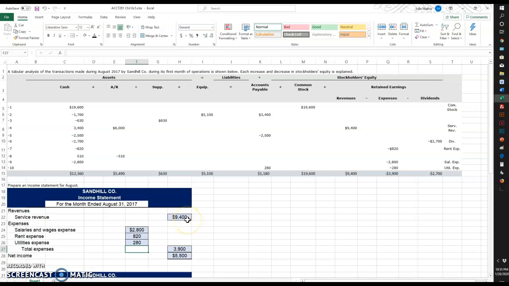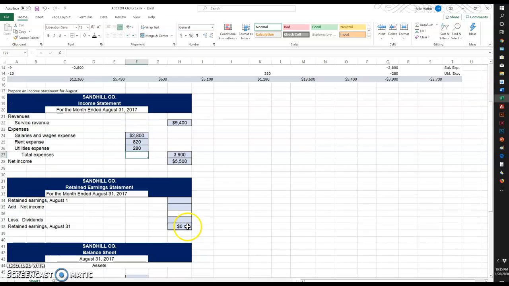If you take the service revenue or your revenues up here and you subtract your expenses, that will give you your net income for the month.